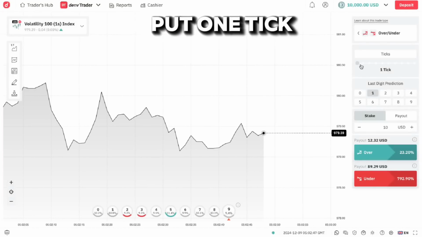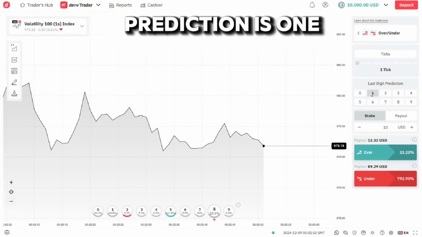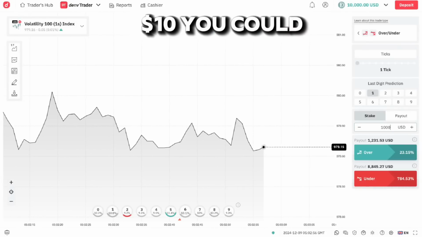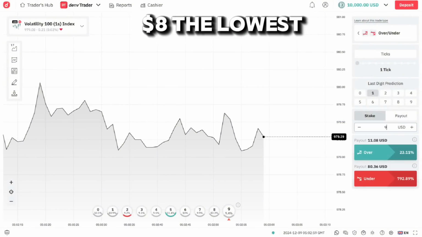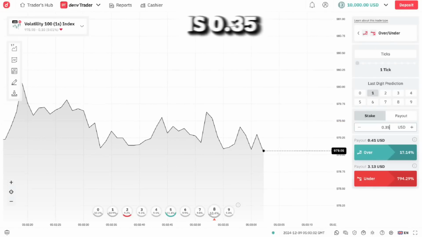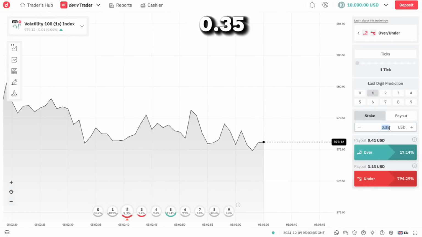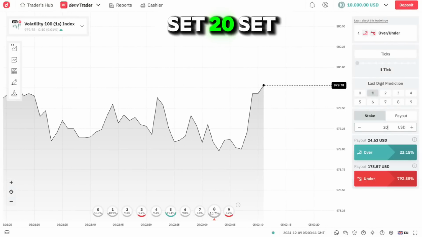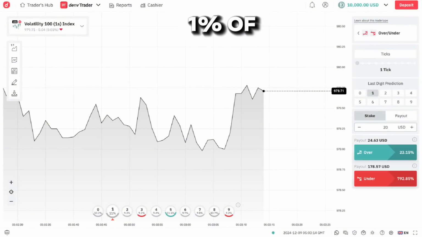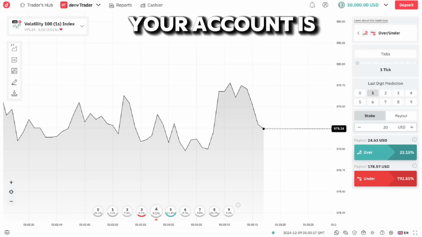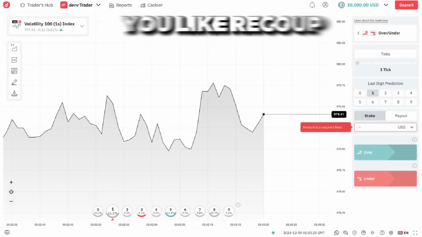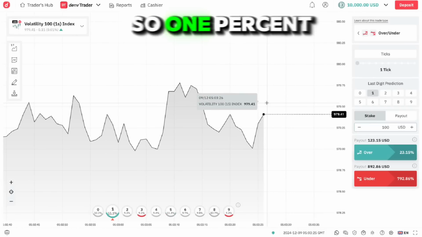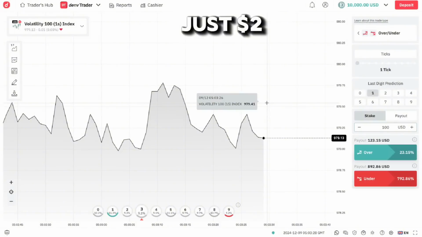So if you've put one tick, our last digit prediction is 1, and our stake is $10. You could put even $1,000, you could put $10, you could put $9, you could put $8. The lowest is 0.35. When you're beginning, start with 0.35. Don't be greedy for money when you've not yet understood the whole process. But if you have a bigger account, set 20, set 30, always set 1% of your account. 1% of your account is going to help you recoup your profits. For example, 1% of $10,000 is $100, so you could trade with that. 1% of $20 is just $2.